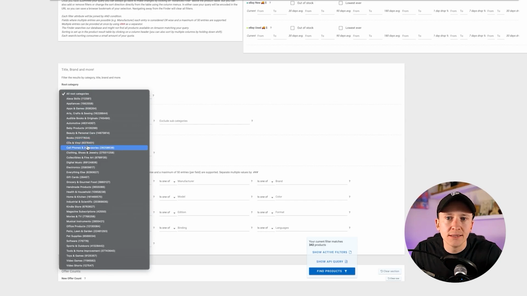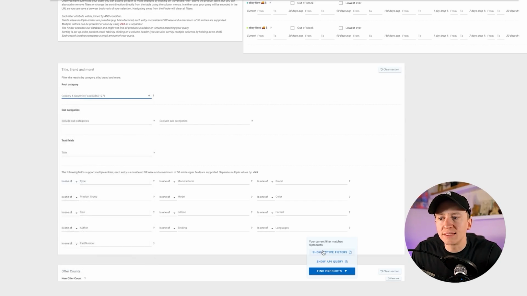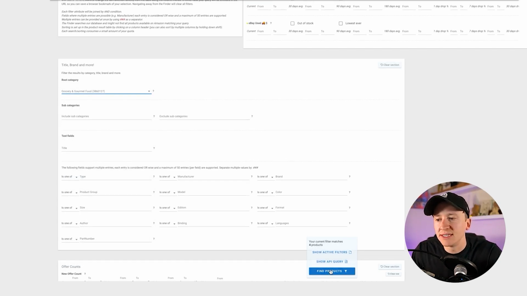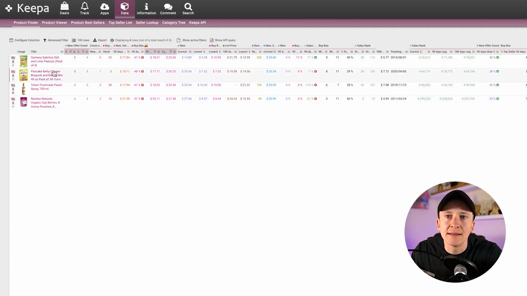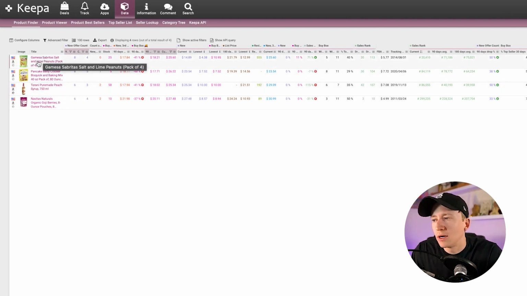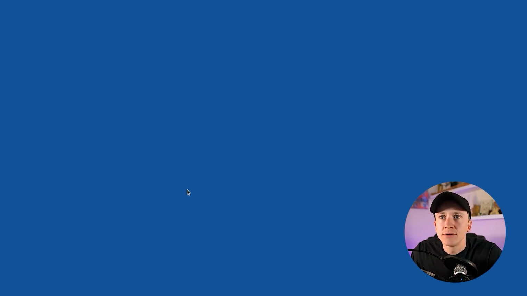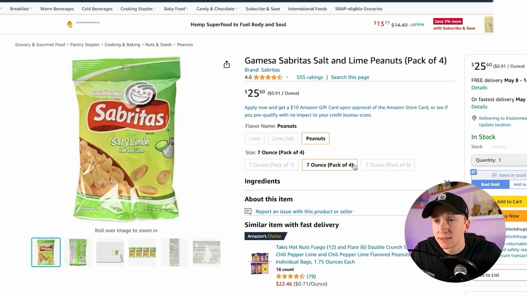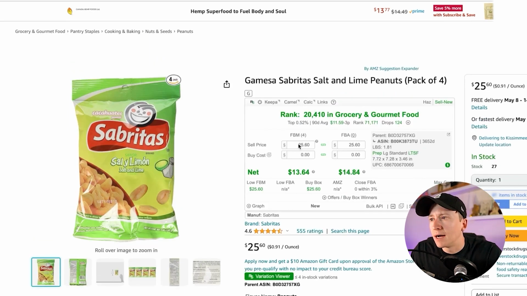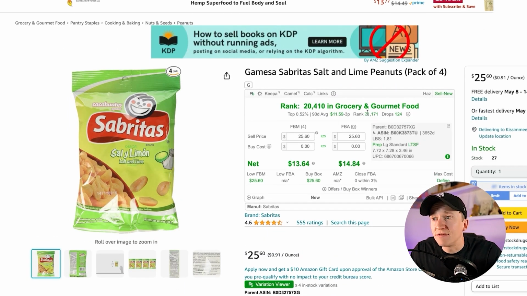If you wanted to see what's in grocery, for instance, we can see there's 4 products in grocery that meet those criteria. Let's take a look and see what pulls back. We can also take a look at the Keepa graph to see what we're talking about here. Let's look at this pack of 4 of this item. I'm going to click on the Amazon title so that we can see this on the Amazon page. This is for Sabritas, and it looks like the lemon, salt and lime options. If we can find this, then great.